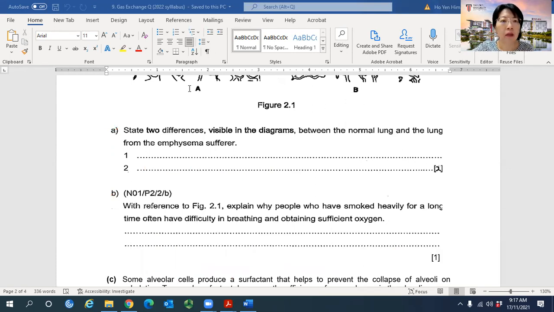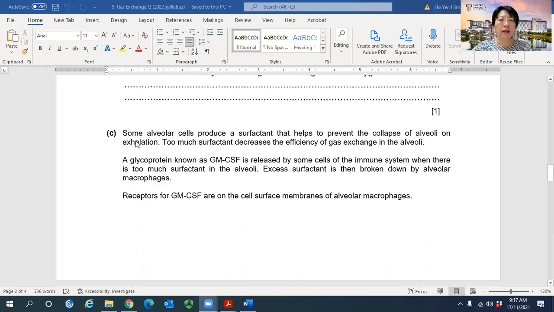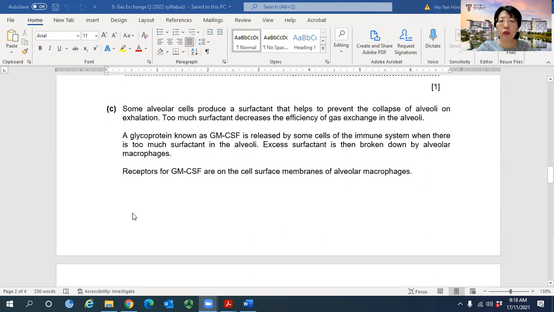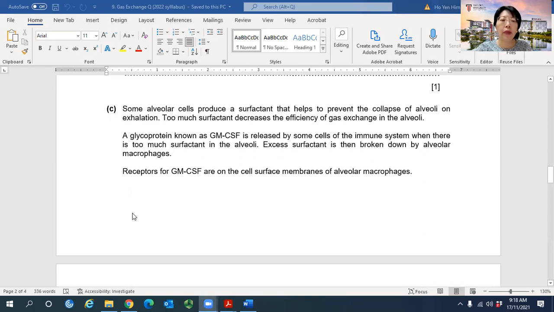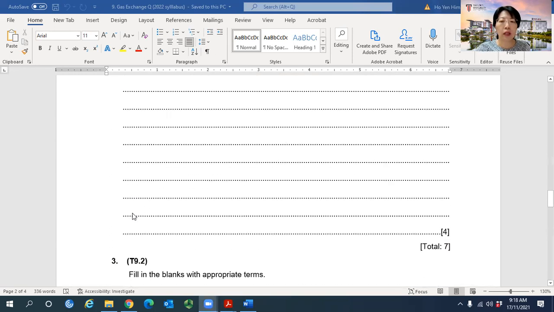Okay? So C, some alveolar cells produce a surfactant. Now, even though C is talking about the alveoli, you can see that the nature of this question is asking you about cell signaling. So as you read the passage, you need to visualize or draw out what the passage is trying to tell you. Then only you can answer the question here.